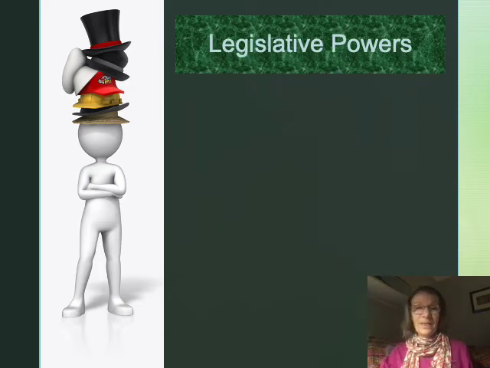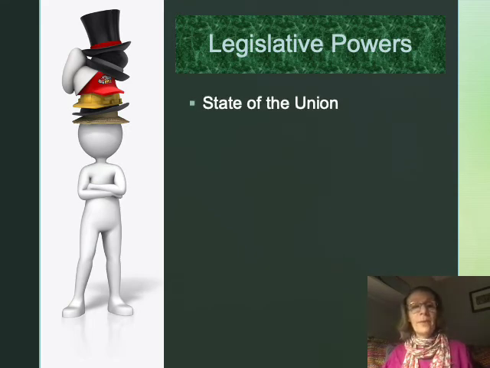The final power we're going to talk about is the legislative power. So one of the many hats that the president wears is the chief lawmaking hat. In other words, when it comes to making laws, while we do have Congress and they have the authority to propose bills, the president plays a pretty big role in influencing the kinds of bills that get proposed by Congress and then ultimately signed into law by the president.